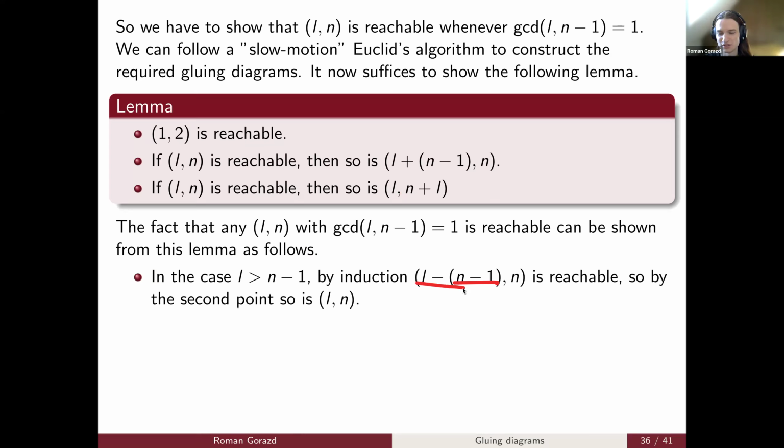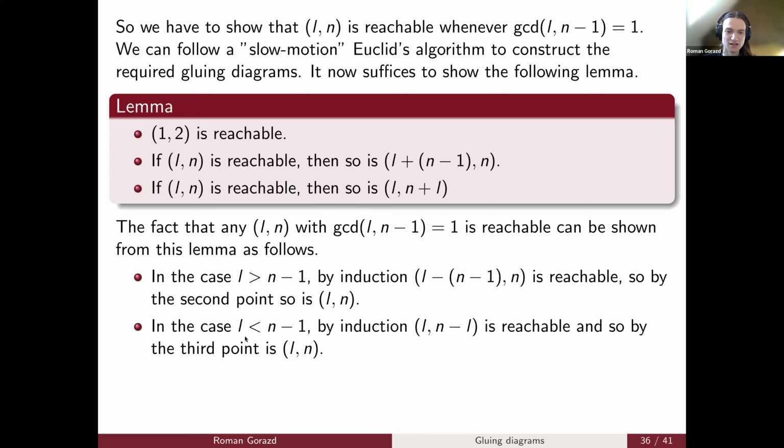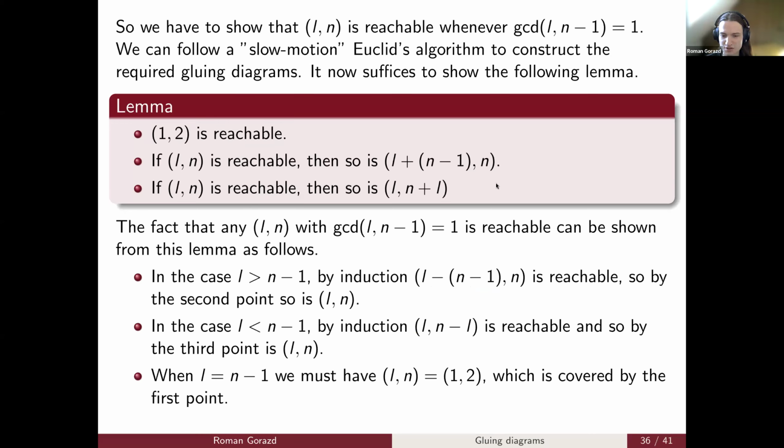that L minus n-1, n is reachable by induction. And we can use the second point to show that Ln is reachable. And if L is smaller than n-1, we subtract L from n. We say by induction n minus L is reachable, and therefore Ln is as well by the third point. And if they are equal, then they must be 1 and 2. We assume n is bigger than 2.